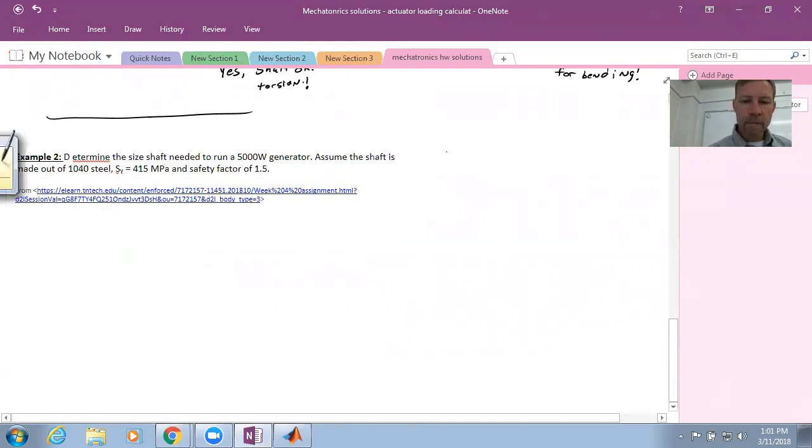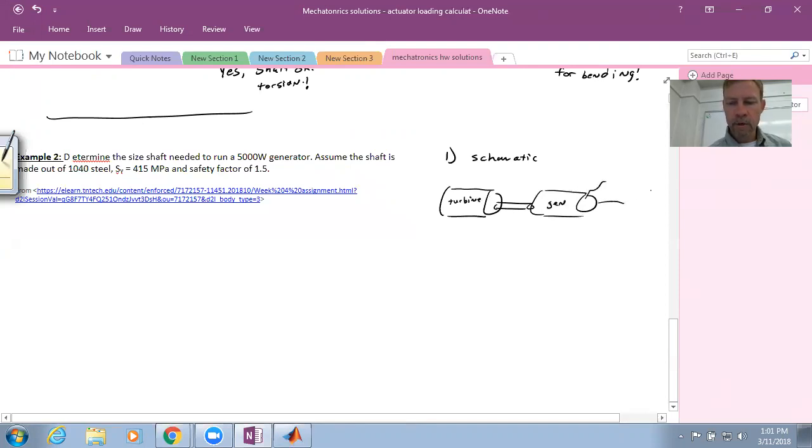Okay, so let's start with a schematic. In our schematic, we'll have some turbine. We'll call it a turbine in this case. It has a shaft. The shaft connects it to a generator. And of course, then the generator has leads coming off. We create some voltage. We have a load. So in this case, we're interested in the shaft.